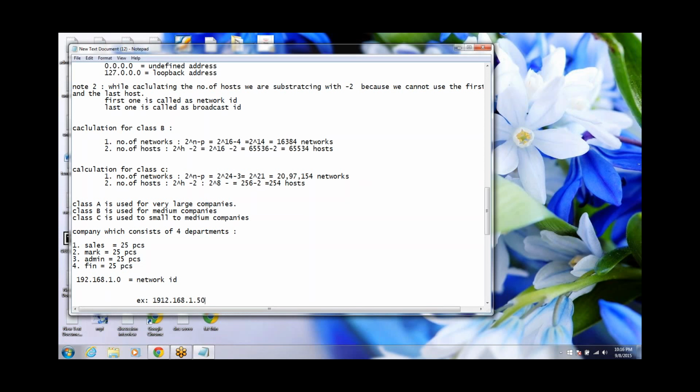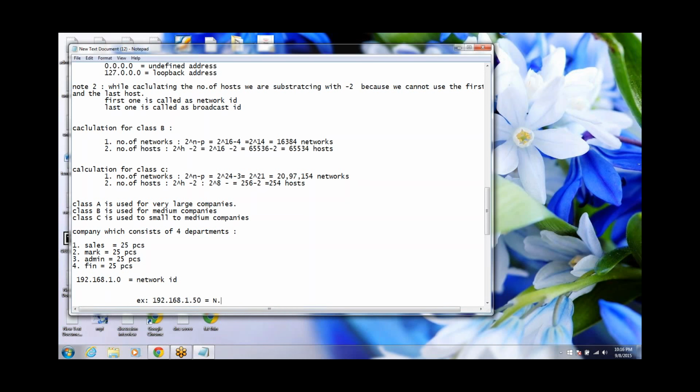What is network ID and what is broadcast ID? I need to identify the network ID and broadcast ID for the given system address. Here, the class of IP address is class C. First, identify the class of the IP address: class C.